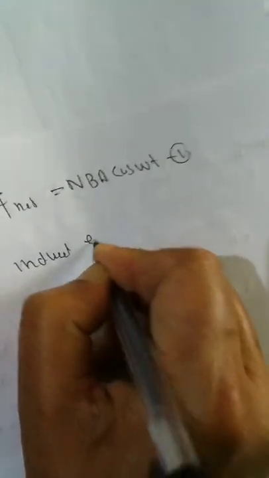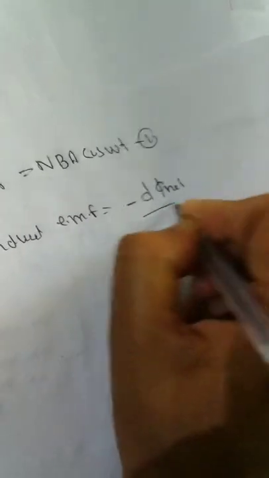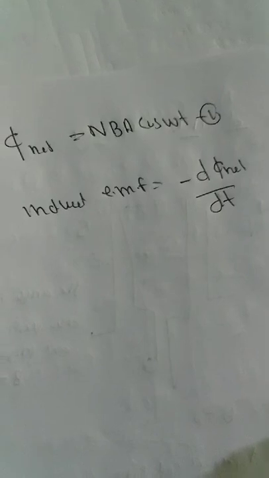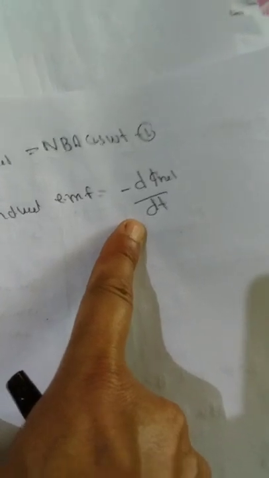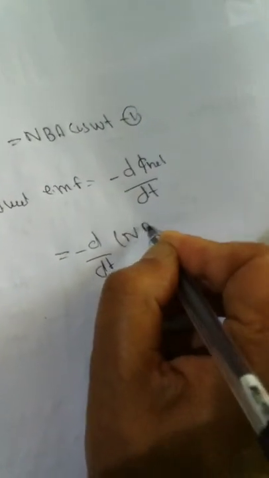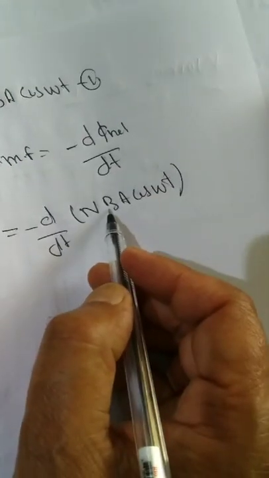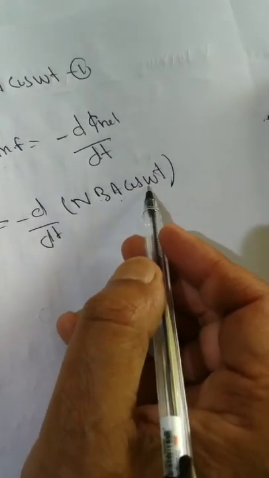Now the induced EMF, by Faraday's law, is the induced EMF equal to minus d phi net divided by dt. The negative sign indicates the direction, which is given by Lenz's law, which I already taught you. That means the EMF is equal to minus d by dt of N BA cos omega t. The number of turns is constant, the magnetic field is constant, the area is constant. Here it is changing, omega t.